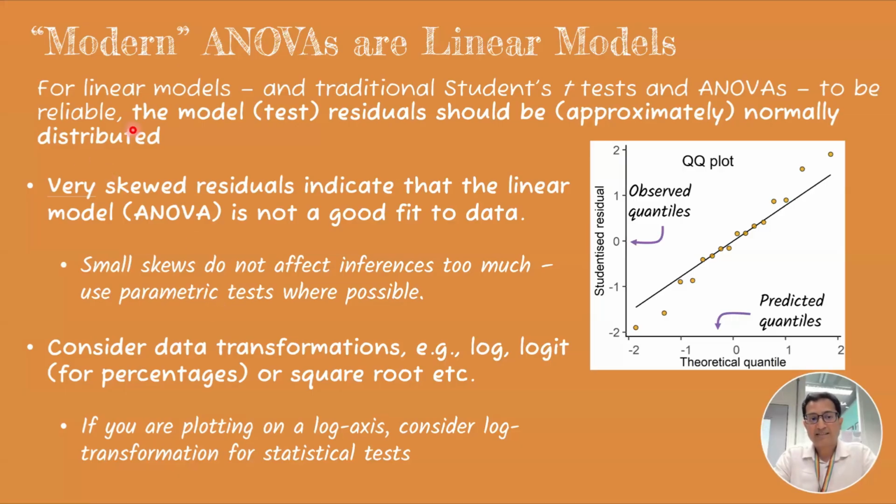And just like that, for linear models, as well as traditional Student's t-tests and ANOVAs, you must check whether the residuals of the test are approximately normally distributed, which means whether the observed quantiles and the predicted quantiles are roughly on this diagonal line. And if they're not, the model is probably not a good fit and you should not proceed with comparisons. You could consider transformations such as log or logit and so on.